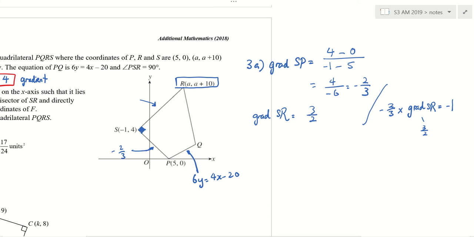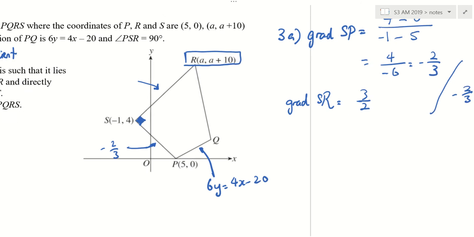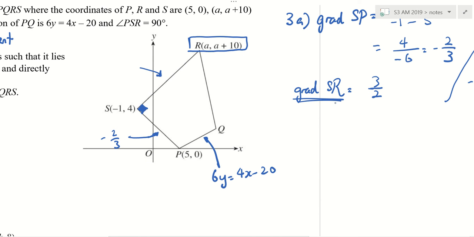So once I get the gradient, how do I use the gradient formula to find out the A? So Zahira, can you try? Gradient of SR, I also want Y2 minus Y1, right? So Y2 is A plus 10. A plus 10 minus what? 4 over A minus -1 equals to 3/2. Simplify, cross multiply, you will get the answer. So this way is to use the gradient method. So this is the Y2, this is the Y1, this is the X2, this is the X1.